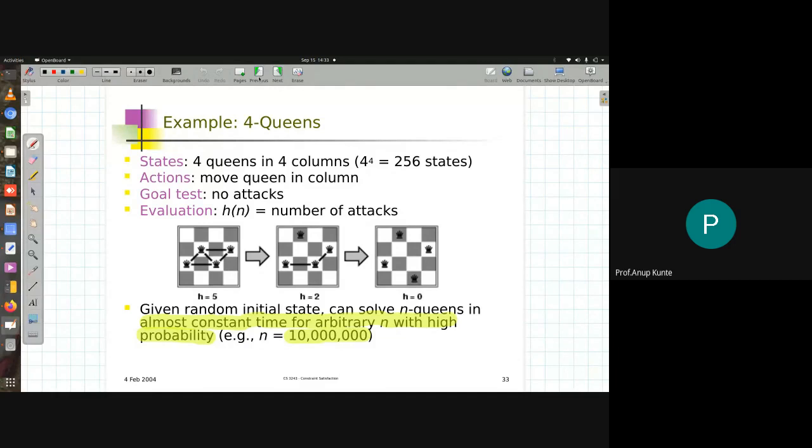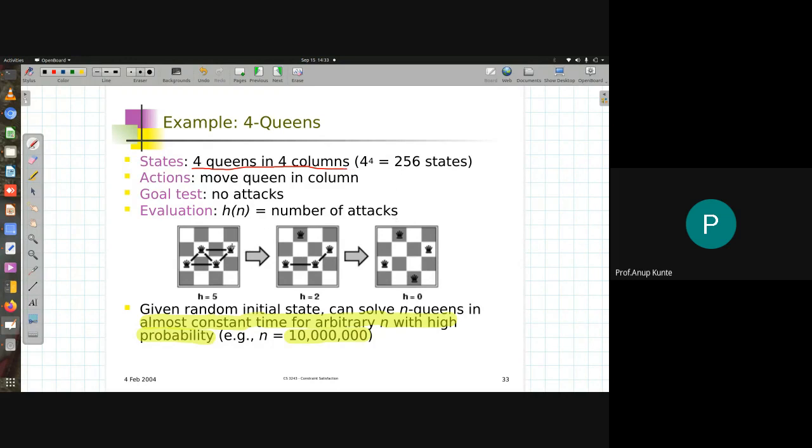What would be the way we represent this problem? I can say that 4 queens in 4 columns are the states. I can represent a state as placing 4 queens anywhere, one in each column. So that could formulate one state. How many such states could there be for the 4 queens problem? 4^4, so 256 different states can arise if I use this kind of configuration. I just decide to place 4 queens, each in one column.